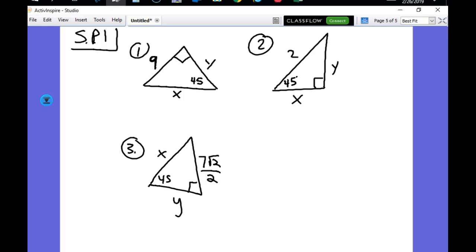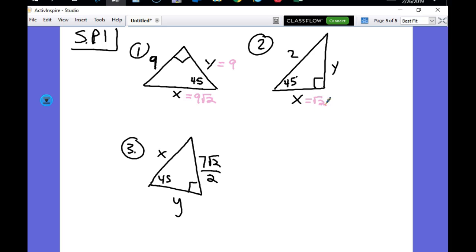Cleopatra, what did you get for y here? 9, good. Okay. Connor, what did you get for x? 9 square root of 2. Okay, so these two are the same, and this one is square root of 2 times bigger. It's the hypotenuse. Any questions about that? Right? Tammy, what did you get for x? Square root of 2. That is correct.